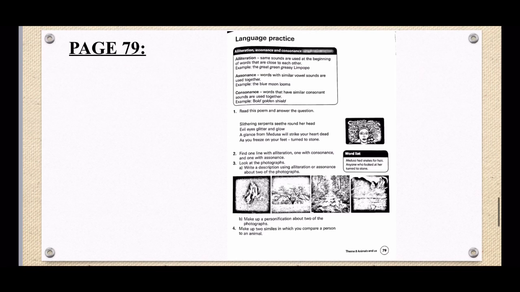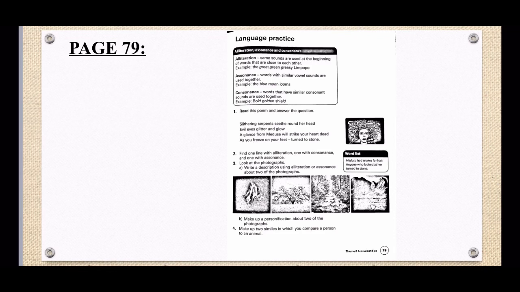Okay, so can everybody please open up the textbooks on page 79. The first block has alliteration, assonance and consonants. I just explained that block to you and put it in separate slides with examples which you need to copy in your book. Now we have 4 language questions that they are asking us. I'll read through them with you and then you will need to answer them on your own.